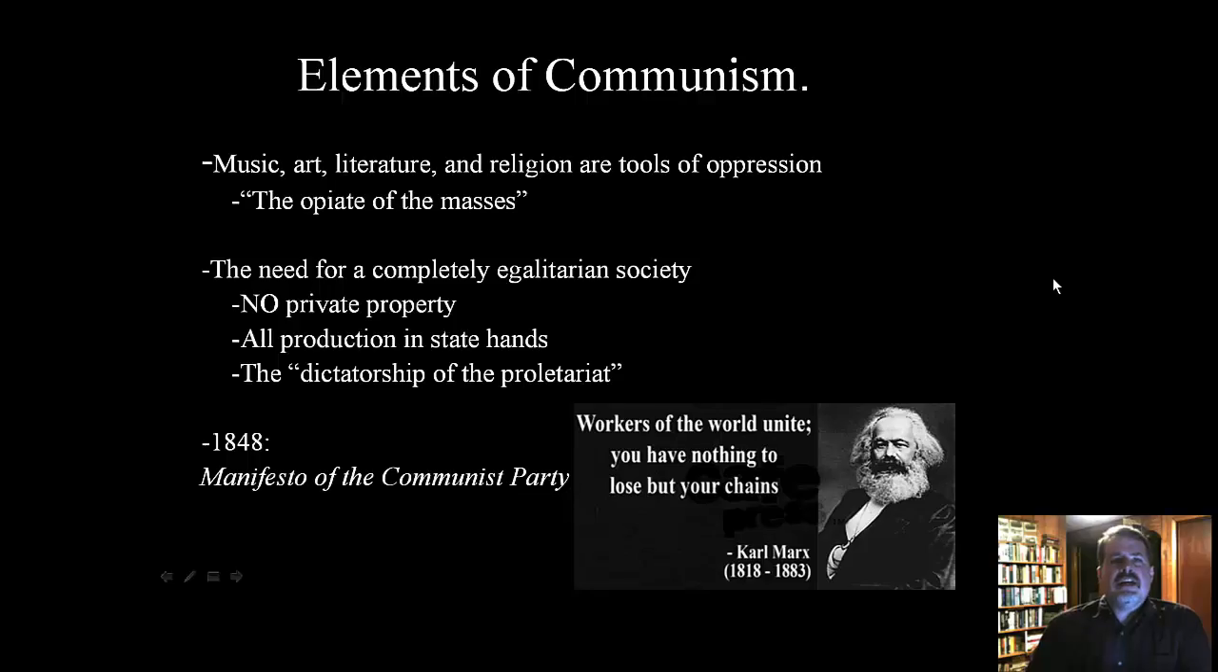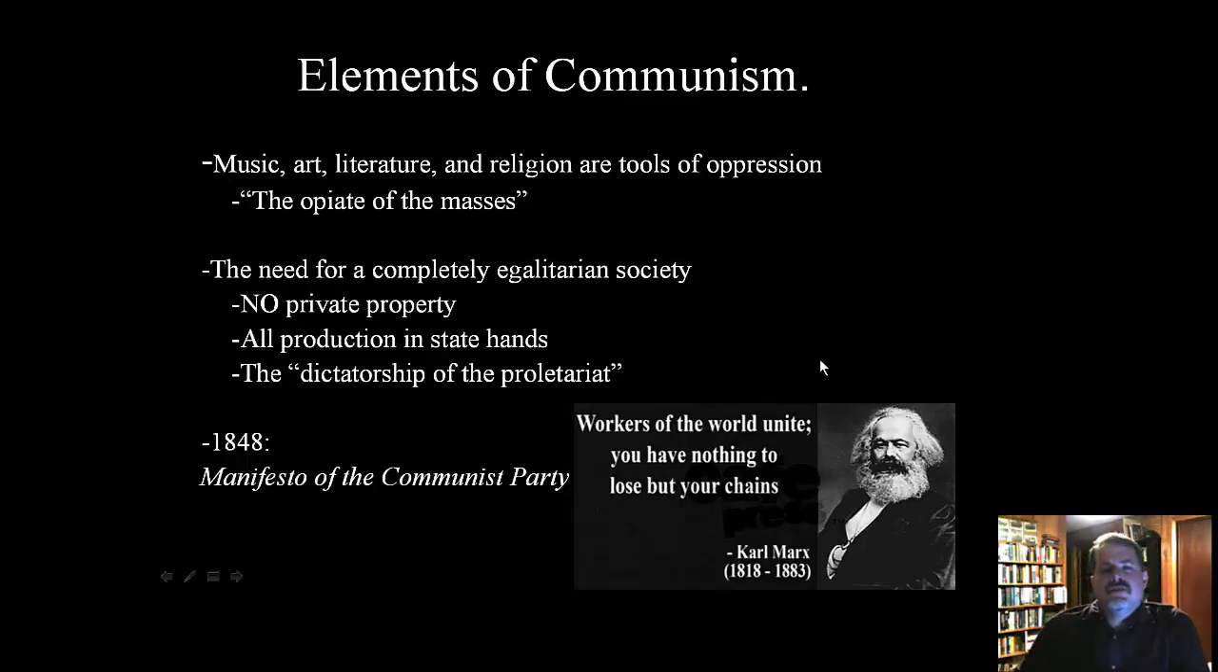Because according to Marx and Engels, everything in society is nothing more than a reflection of the economic system the dominant class has put in place. So music, art, literature, religion, they're all opiates of the masses. That they're used to dull the senses of the masses. National identity is also used to divide the workers. This is why, of course, Marx is famously quoted as, "Workers of the world, unite. You have nothing to lose but your chains."